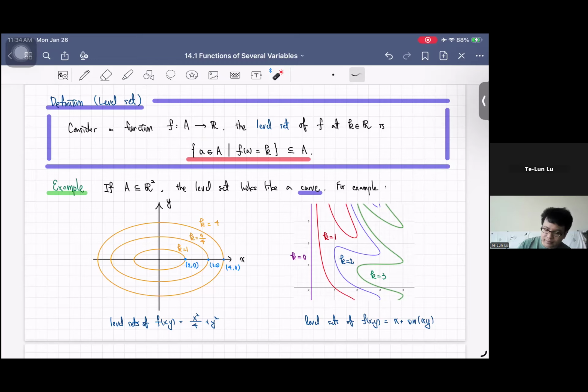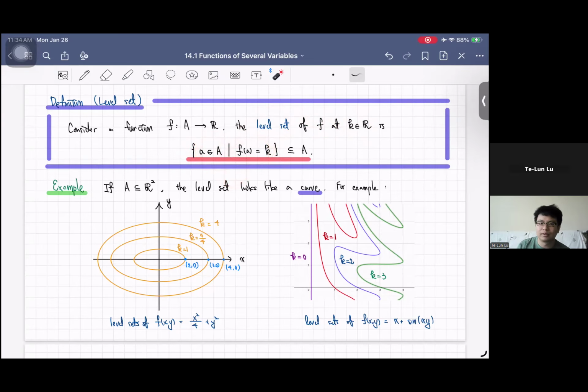So we define a level set of f at the point k. K is an arbitrary number. It can be 1 or 2 or minus 1 or minus 1,000. The level set of this function at k is defined to be this collection. So we're collecting every possible input variable so that the output of that variable will be k.